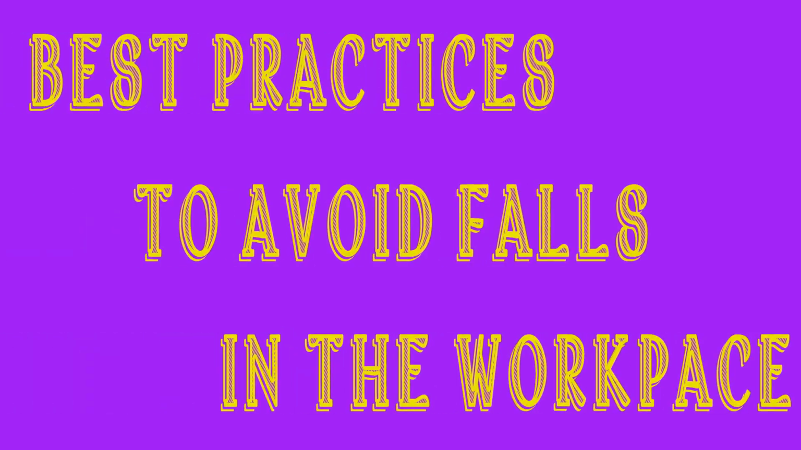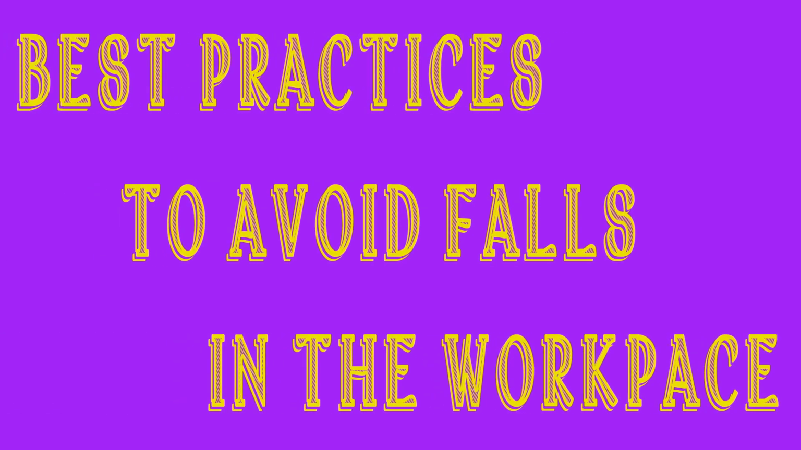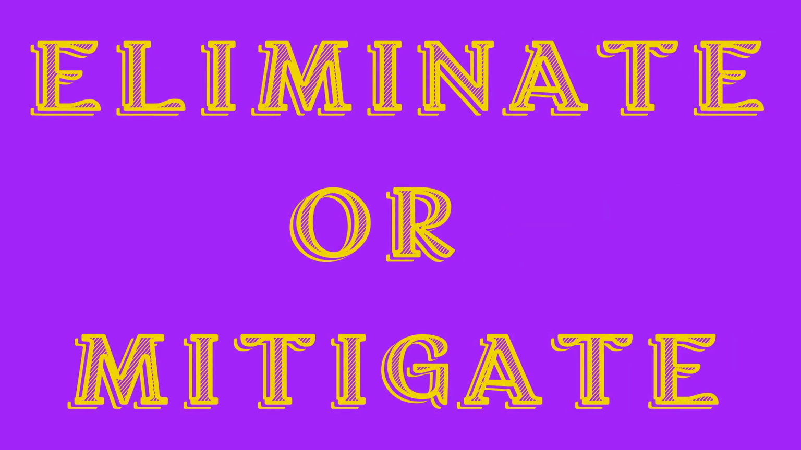So, what are some of the best practices to avoid falls in the workplace? The best way to avoid falls is by eliminating work tasks that require working at heights in the first place. Obviously, elimination is not always possible, so the risk of falling has to be mitigated through safeguards.